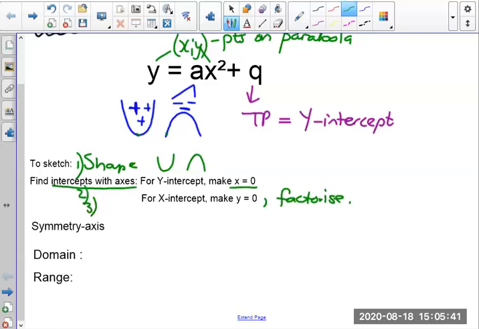Okay, now for grade 10 graphs, the turning point and the y-intercept is the same point. So tomorrow you will see we will add another step where we calculate the turning point. Now what can they ask you? They can ask you for the symmetry axis, for the domain, for the range.